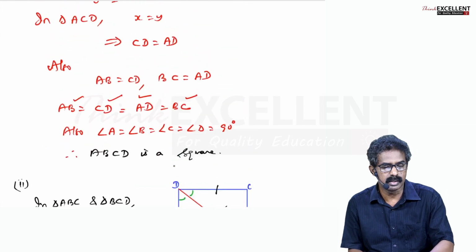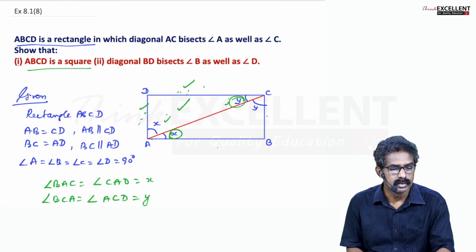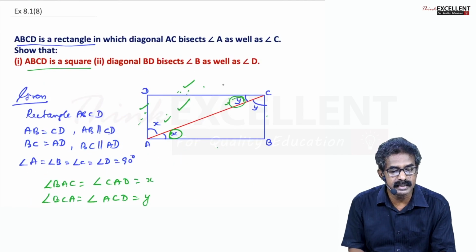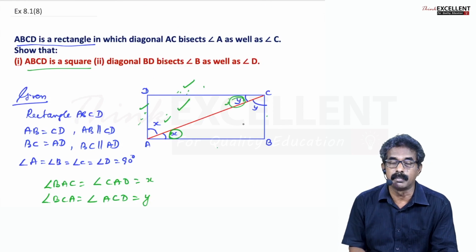Hope you understood this. A rectangle is given, and it is given that the diagonal AC bisects angle A and angle C, and we proved it is a square. And then we proved the other diagonal BD bisects angle B and angle D. Hope you understood this.